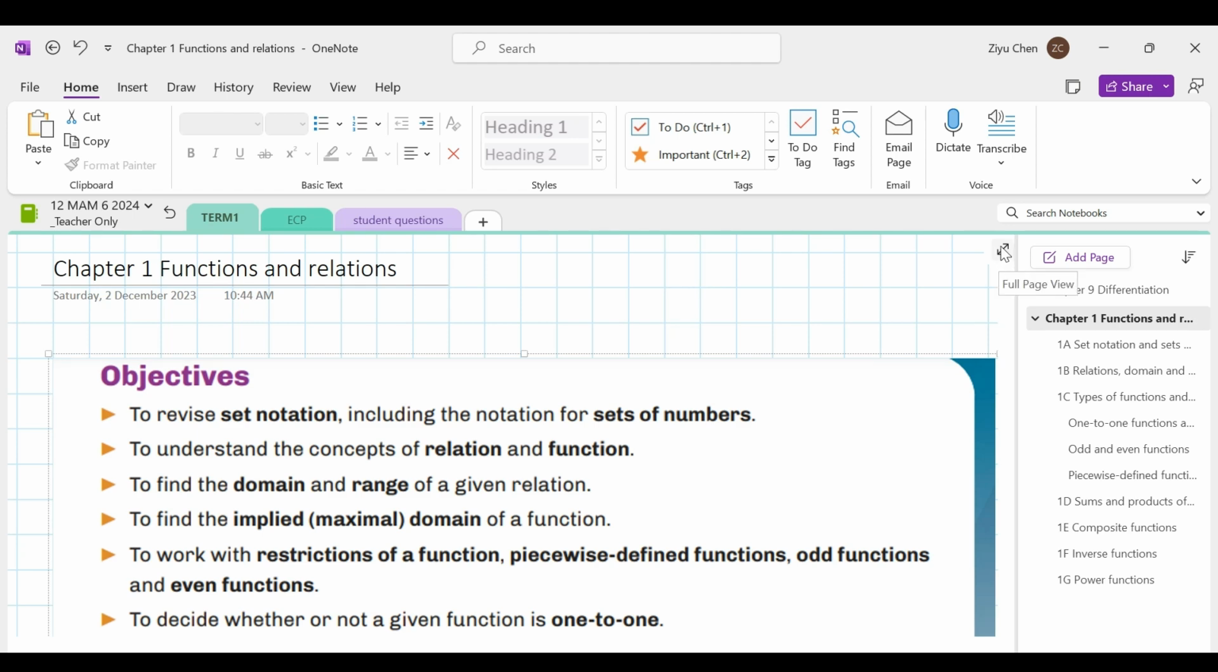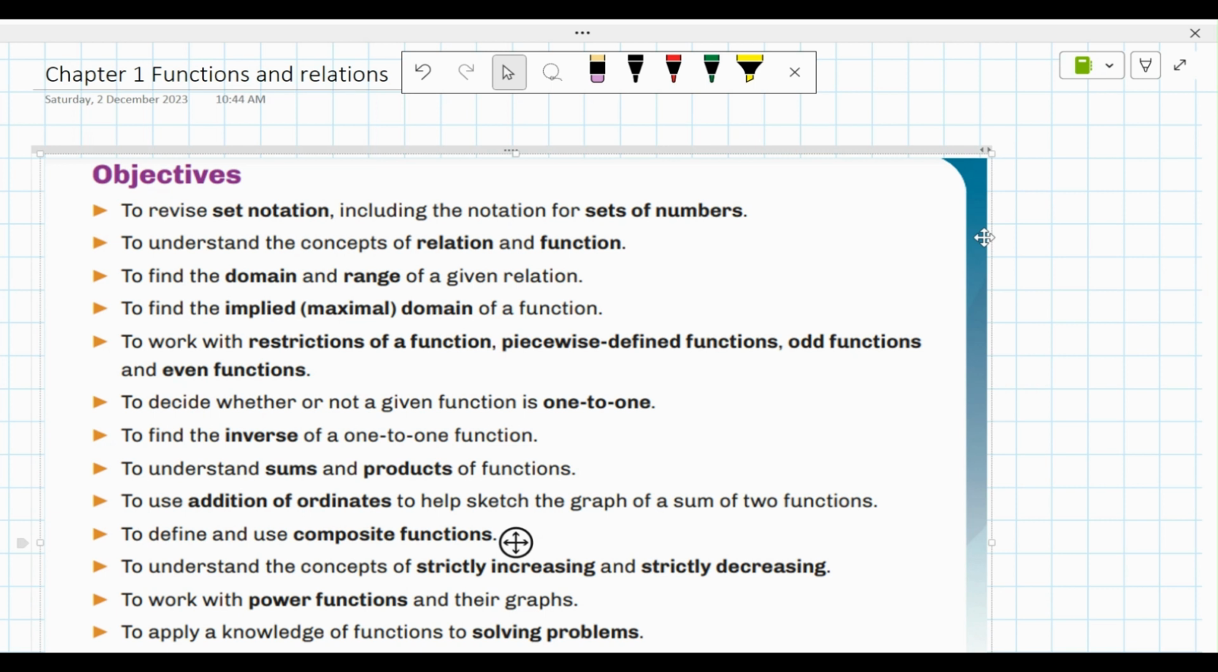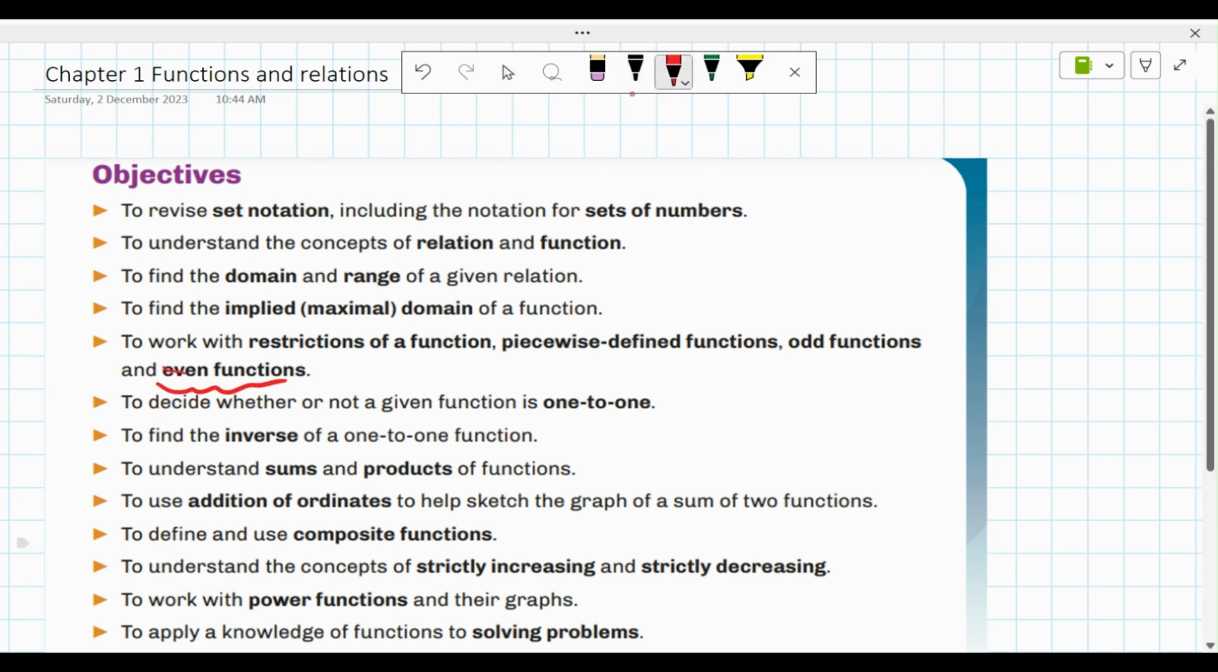Hello, guys. Welcome back. Today we're going to start chapter one, which is functions and relations. Actually, we've been touching on these chapters since term two in year 11, and we already did a couple, for example, inverse functions, power functions, set notations, domain and range, and piecewise defined functions, and so on. We're also going to learn some new stuff, called the even function and odd function.